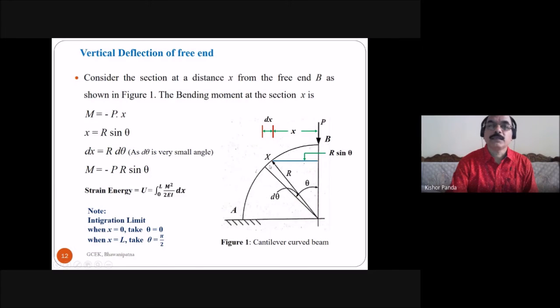So what is this length? This length is equal to R into d theta, because this is the angle theta and this small angle is d theta, as you are taking a section at a distance x from the free end B, or in angular direction. This is x along the linear direction; in angular direction, this is theta. So this is the small element dx along the linear direction, but in angular direction, this arc length is R into d theta, because this is R and this angle is d theta.